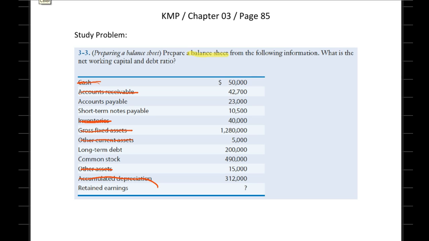Because we need to start with the liabilities first and then equity, let's identify which items here would be liabilities. Obviously, accounts payable is a liability, and short-term notes payable is also a liability. Long-term debt is another liability, and that's pretty much it. So we have three liability items. But which one has more liquidity? Which one is coming due soon? Obviously, the first two, accounts payable and short-term notes payable, are due soon, so they would be considered current liabilities, whereas long-term debt is a long-term liability.